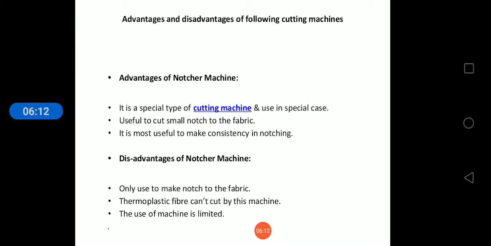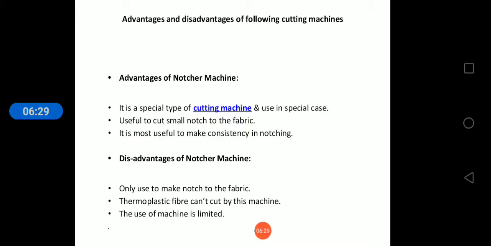Advantage and disadvantage of notcher machine. It is a special type of cutting machine and used in special cases. Useful to cut small notches in the fabric. It is most useful to make consistency in notching.